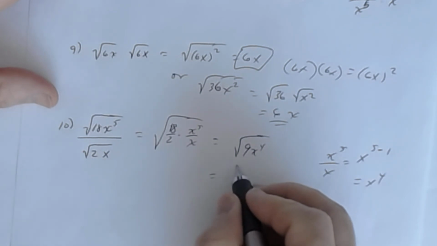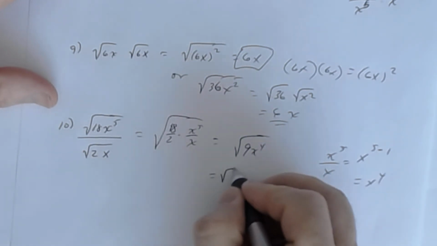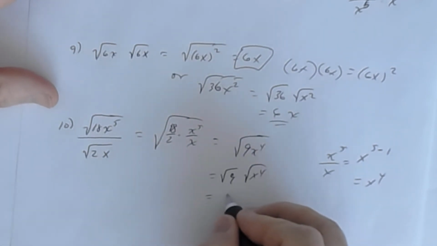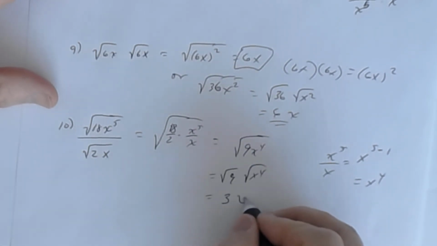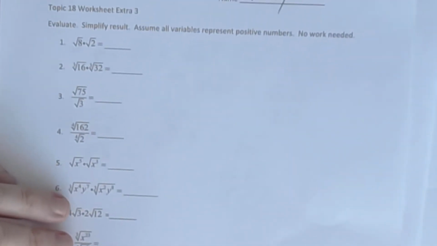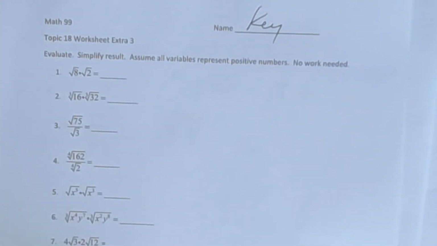And again, you can skip some steps, but then you would get the square root of 9 times the square root of x to the 4th. And so the square root of 9 is 3. The square root of x to the 4th is x squared. And so there's the answer. Okay? So that is the key to topic 18, worksheet extra 3.